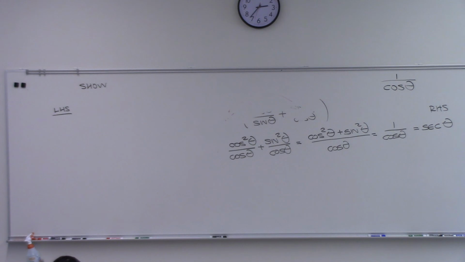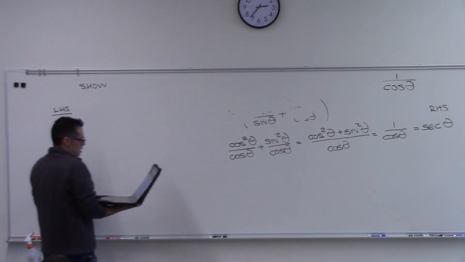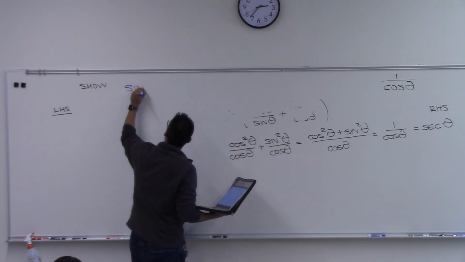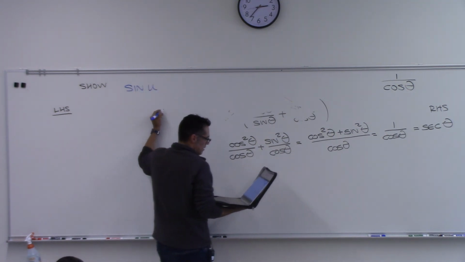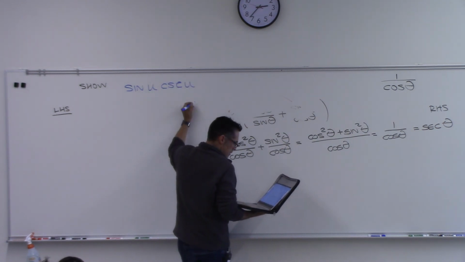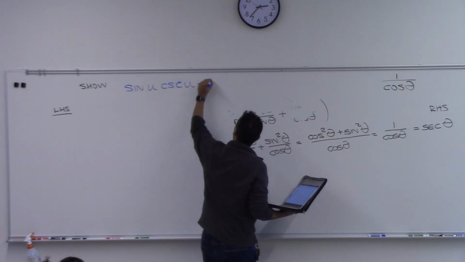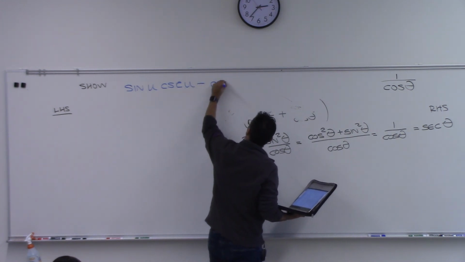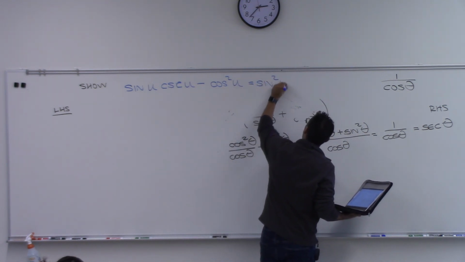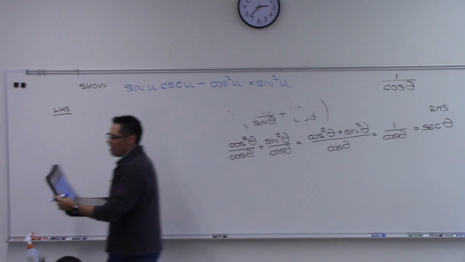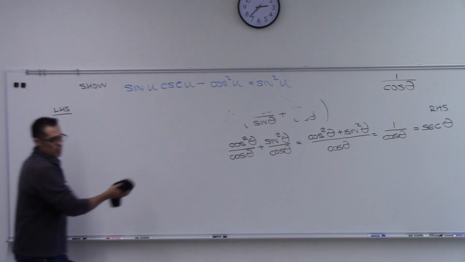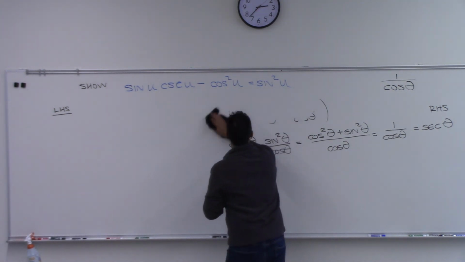All right, the last one we're going to just at least look at. Sine of u. We're going to use u instead of x. There's nothing wrong with that. Cosecant u minus, oh, this one's not hard. Cosine squared u equals sine squared u. So sine u times cosecant u minus cosine squared u equals sine squared u. Doesn't look good, does it?